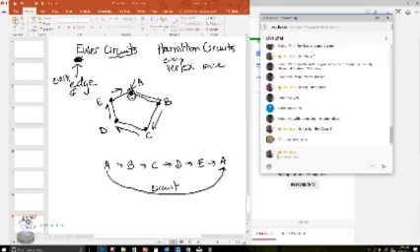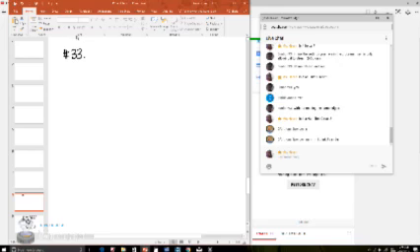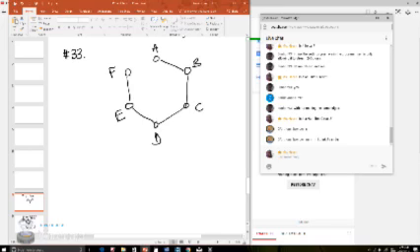Okay, so an example of a question from your review that asks about Euler or Hamilton circuits would be number 33. Okay, and it looks like this. It's got 6 vertices labeled A, B, C, D, E, F. And they're connected like this. And like this.